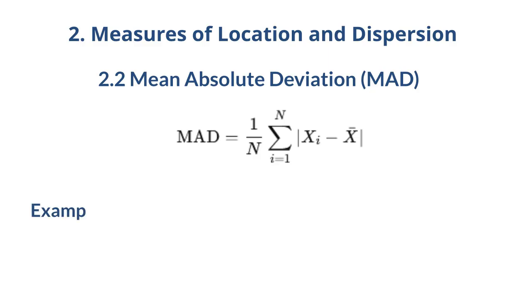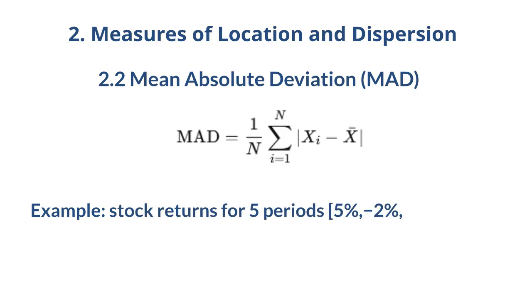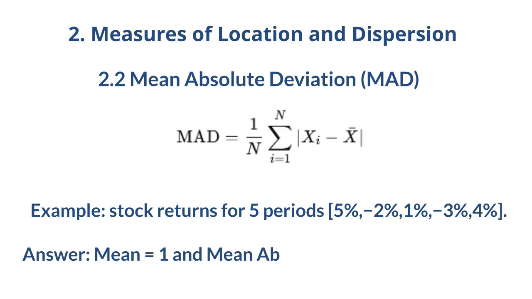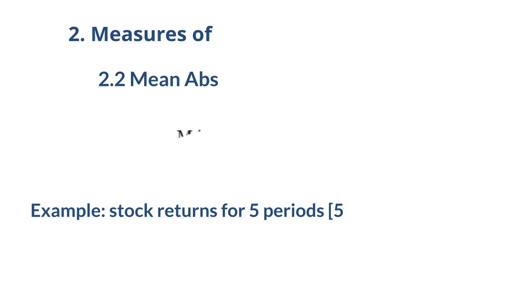Example, stock returns for 5 periods: 5%, minus 2%, 1%, minus 3%, 4%. Answer: mean equals 1 and mean absolute deviation, MAD, equals 2.8.